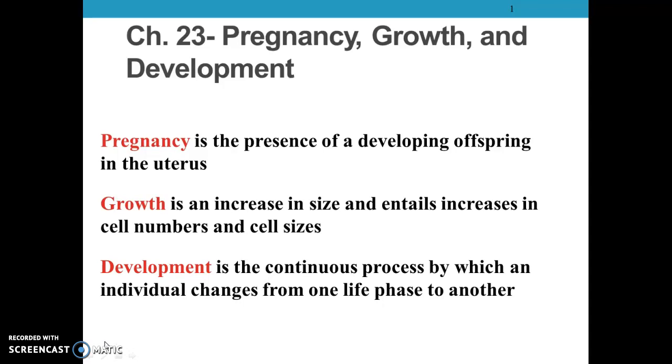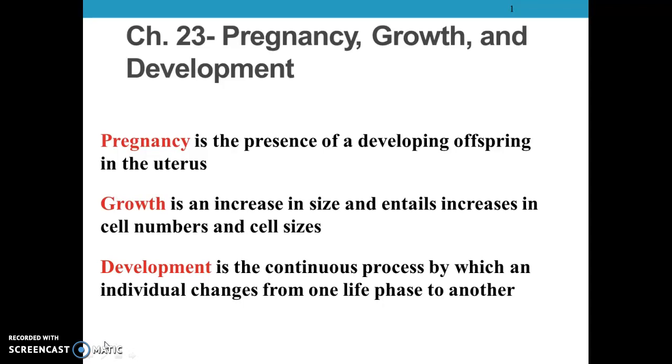Alright, so in the last chapter we did reproduction. So what we're going to look at is when reproduction happens, what happens after that. Pregnancy, growth, and development. Just so we are familiar with these terms, pregnancy is the presence of a developing offspring in the uterus. I think we know what that means, but it's good just to have an anatomy definition for that. While the offspring is inside the uterus, the woman would be considered pregnant.